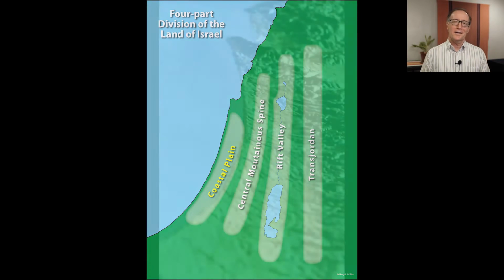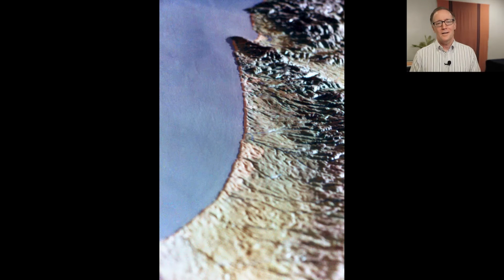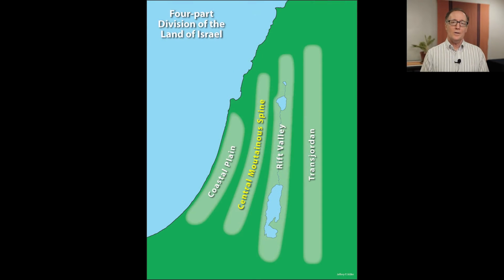The coastal plain, as the name implies, is along the Mediterranean Sea. It's a plain, it's flat, and for the most part this is where the Philistines lived for a good bit of Old Testament history. As we move to the east to the central mountainous spine, that area is kind of the opposite of the coastal plain. It's not flat, it's mountainous, it's not as fertile as the coastal plain. Instead of the Philistines living there, this is where the Israelites lived for much of Old Testament history.